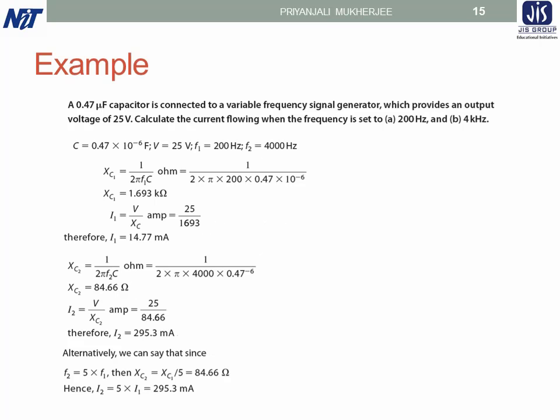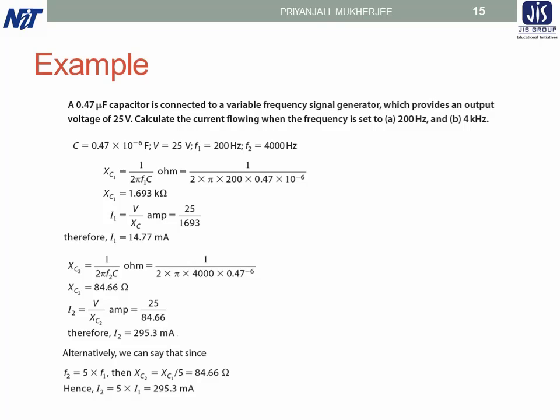Now a 0.47 microfarad capacitor is connected to a variable frequency supply. It provides an output voltage of 25 volt. We need to find the current flowing through the circuit for 200 Hz and 4 kHz frequency. First we will find out XC, and XC is equal to 1 by 2 pi fC. We know the values of f and C here, so we can find the value of XC. Once we have XC, we can find I, which is nothing but the ratio of voltage and the capacitive reactance. The result is that the current is 14.77 milliampere.